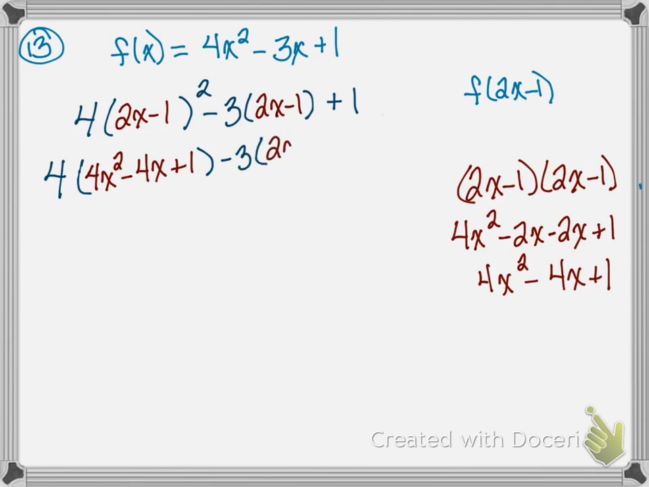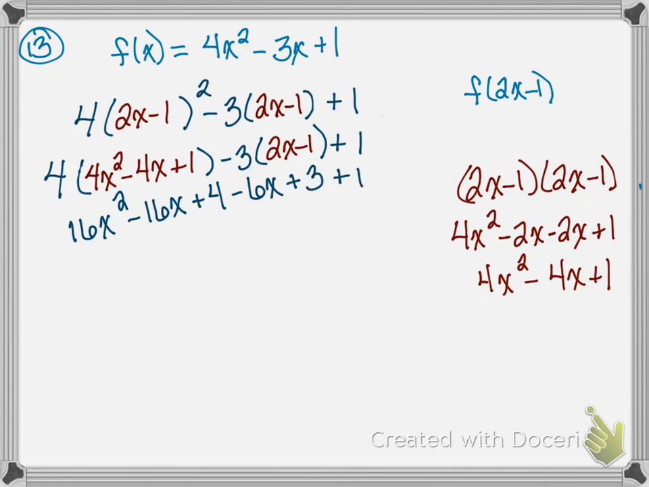So now in the next step, this is where we're going to distribute. And we're going to have to distribute twice here. We're distributing the 4 to our trinomial. We're distributing the negative 3 to our binomial. So I have 4 times 4x squared. That is 16x squared. 4 times negative 4x is negative 16x. 4 times positive 1 is 4. Negative 3 times 2x is negative 6x. Negative 3 times negative 1, that's going to be positive 3. And then we're left with plus 1.